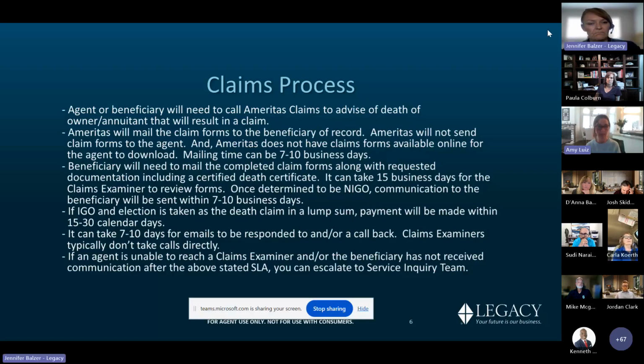And if you're corresponding with claims, it can take about 7 to 10 days for emails to be responded to or a callback. They usually don't take calls directly, the examiner. If an agent is unable to reach a claims examiner and the beneficiary has not received communication after the days we've outlined here, you can escalate to us here at Legacy and we can try to get involved in getting a quicker resolution for you.